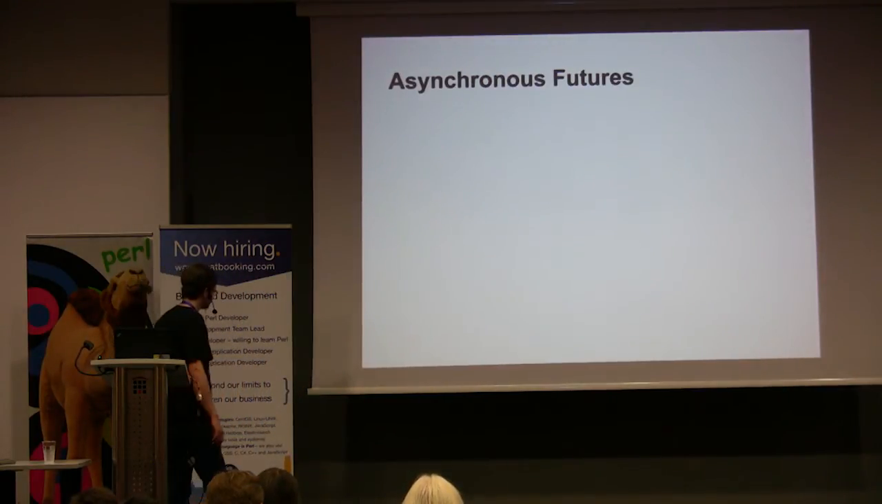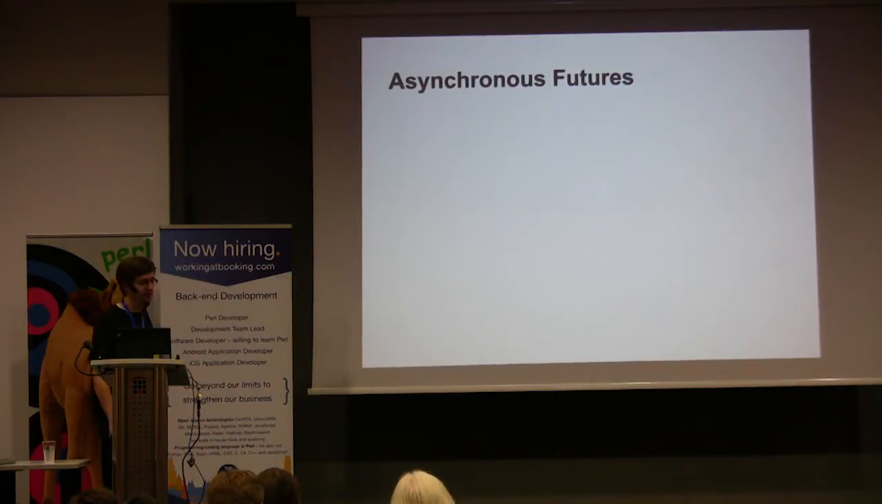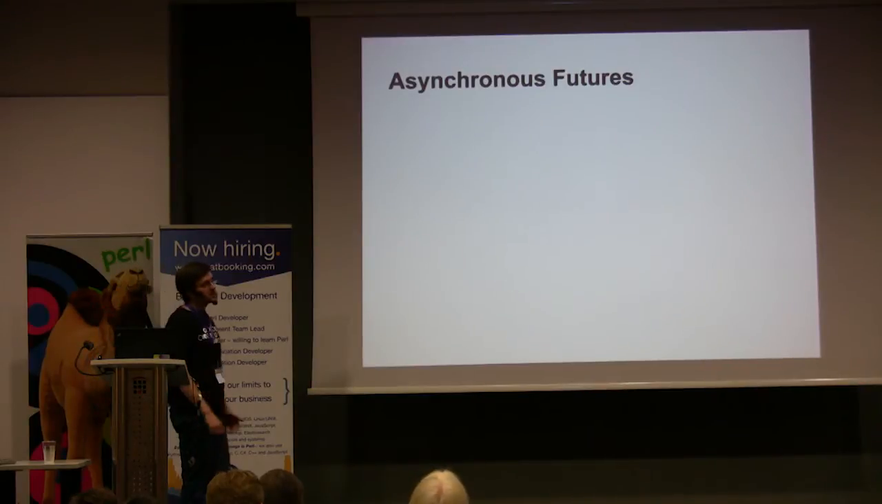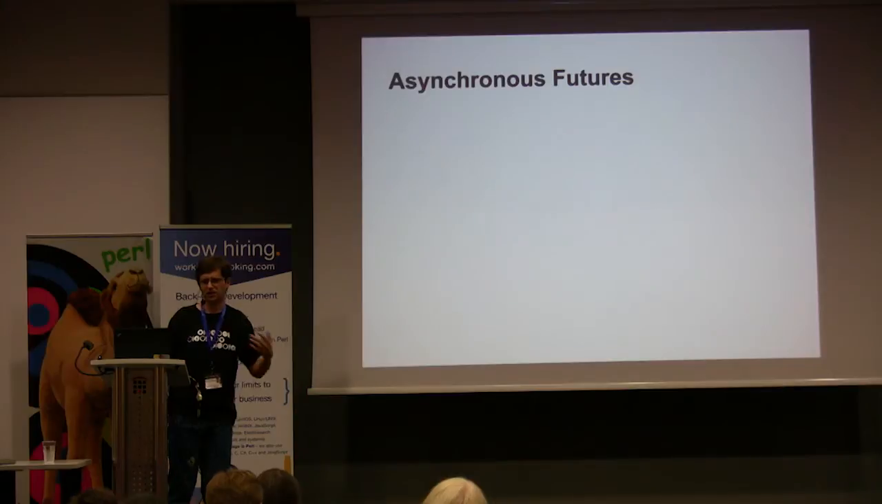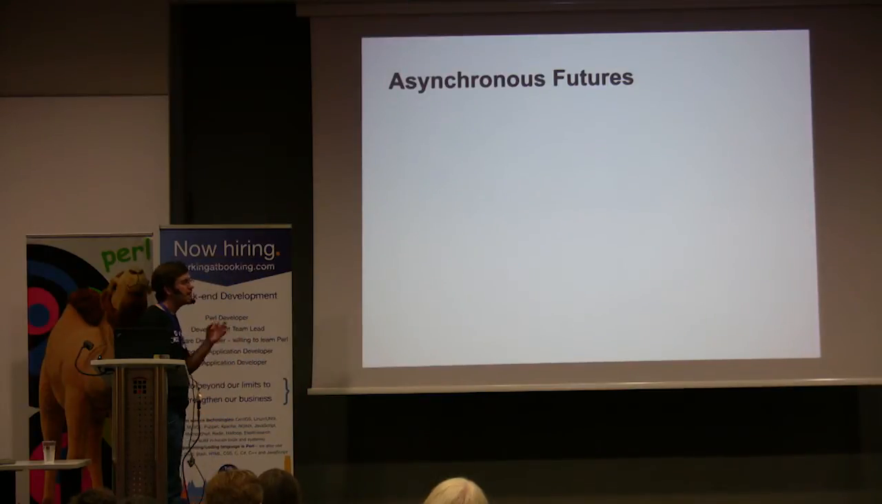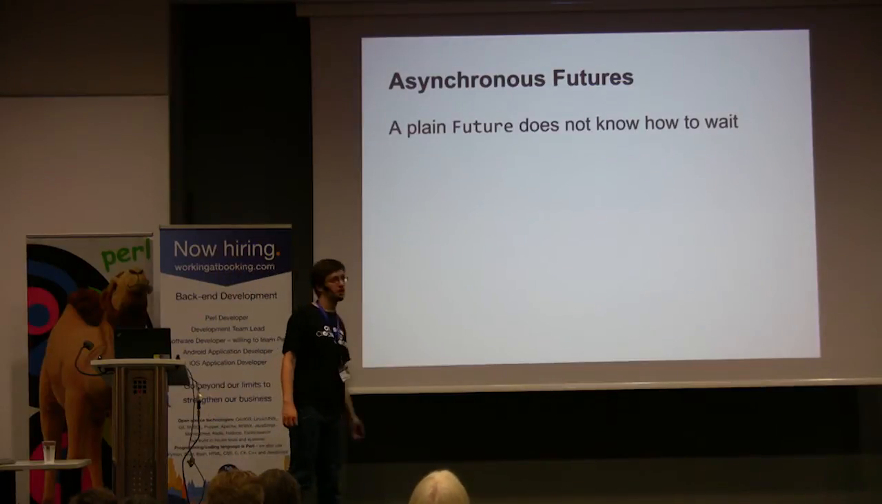So I said at the beginning, by some vague hand-wavy mechanism, these things run in the background. I also said at the beginning, these things are basically just a list of callbacks and a result if it's already succeeded. There's no magic going on here. A plain future on its own, literally from the future class, doesn't know how to wait.